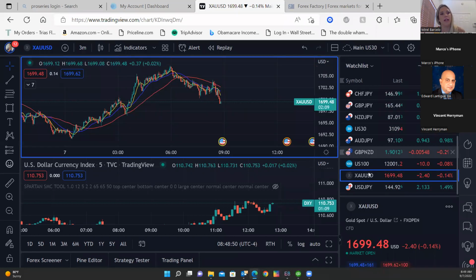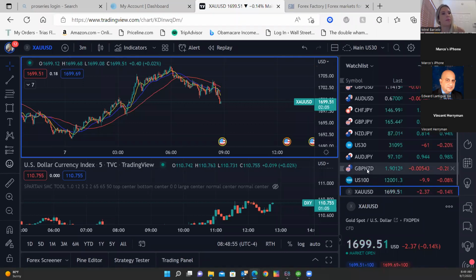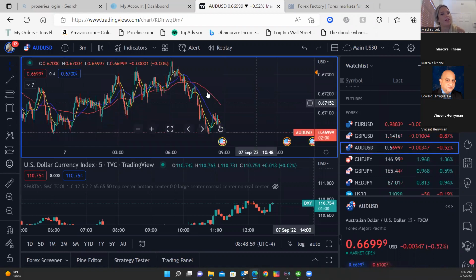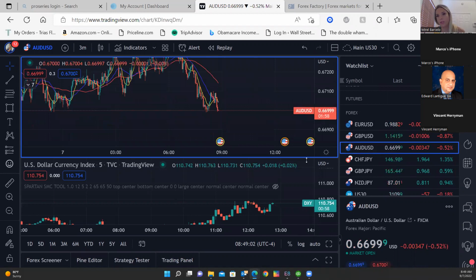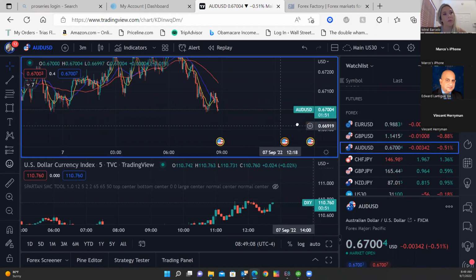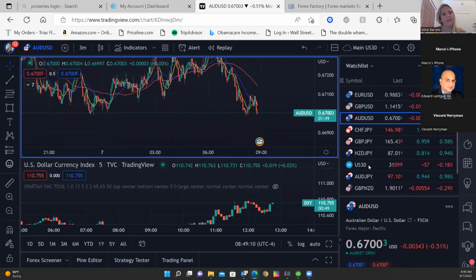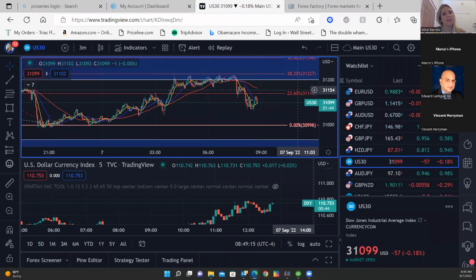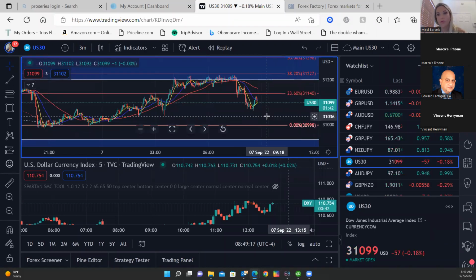For any other currency, not USD, like AUD over dollar, this one's going to go down because the dollar is so bullish. It's a teeter-totter. If one goes up, the other one goes down, for the most part. If it doesn't, then there's a discrepancy in price, and that will also signal some sort of other move.